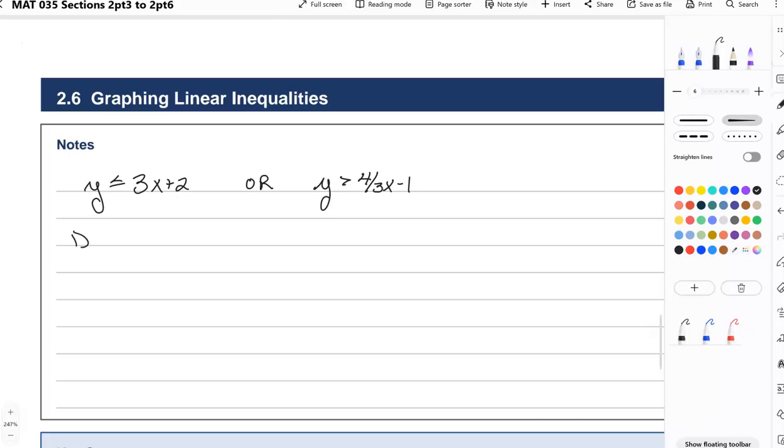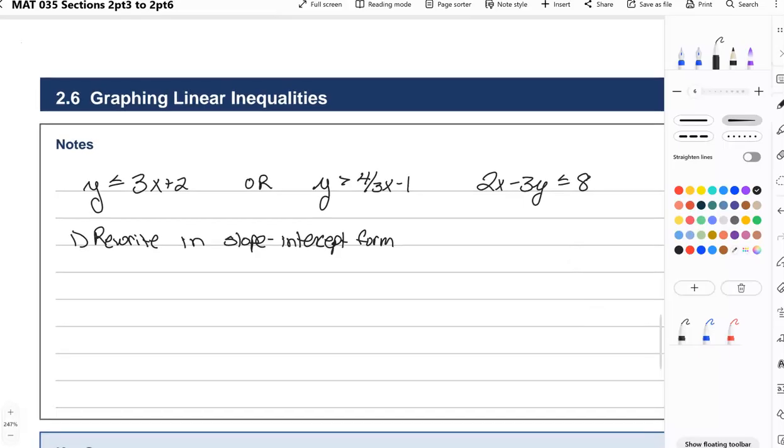So that would be your first step, to rewrite in slope-intercept form. So if we had something like 2x minus 3y is less than or equal to 8, then we would have to move that 2x over, divide everything by that -3 to get y by itself. Then we can identify the slope and the y-intercept.